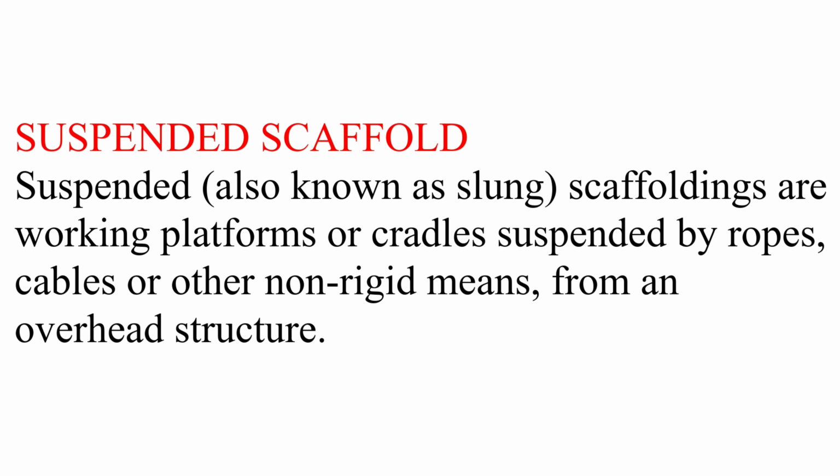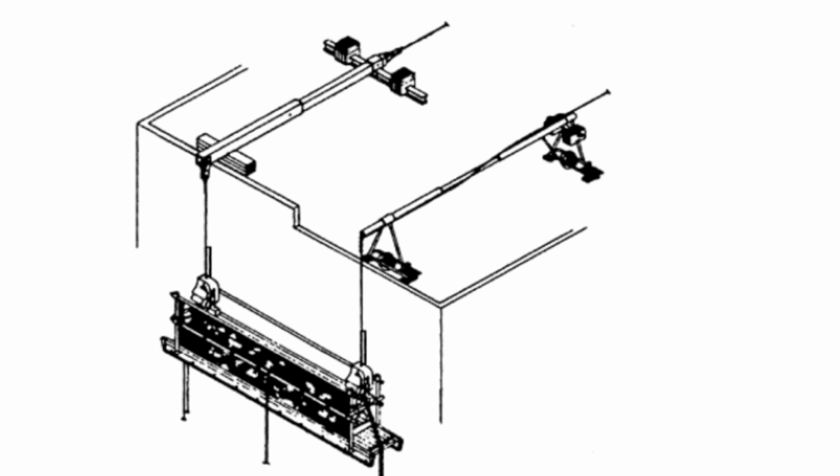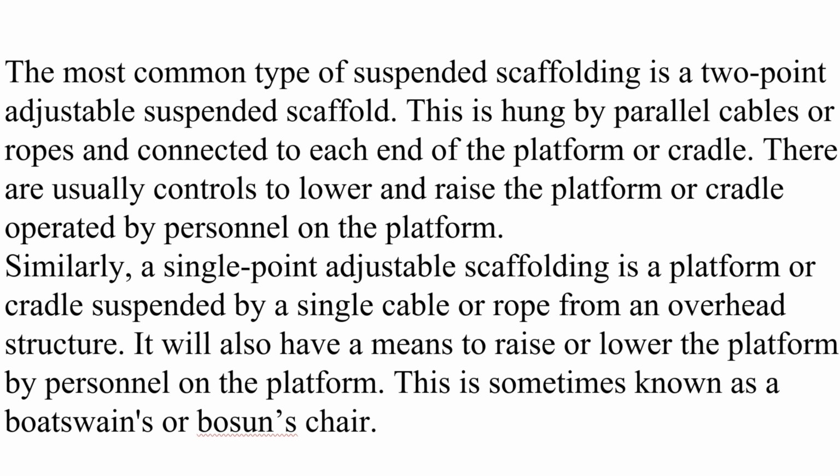Suspended scaffold. Suspended, also known as slung, scaffoldings are working platforms or cradles suspended by ropes, cables or other non-rigid means, from an overhead structure. The most common type of suspended scaffolding is a two-point adjustable suspended scaffold. This is hung by parallel cables or ropes and connected to each end of the platform or cradle. There are usually controls to lower and raise the platform or cradle operated by personnel on the platform.